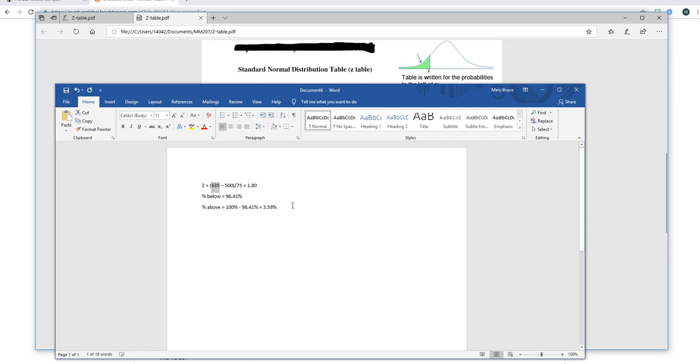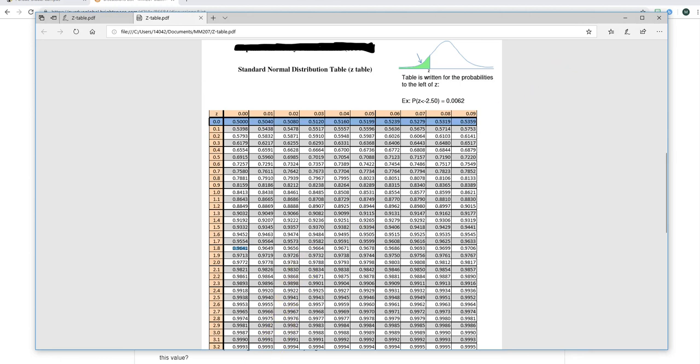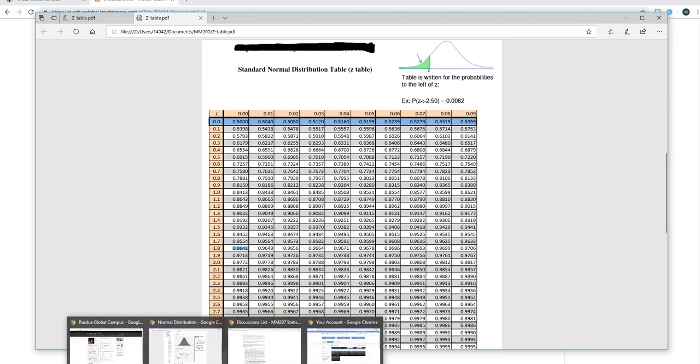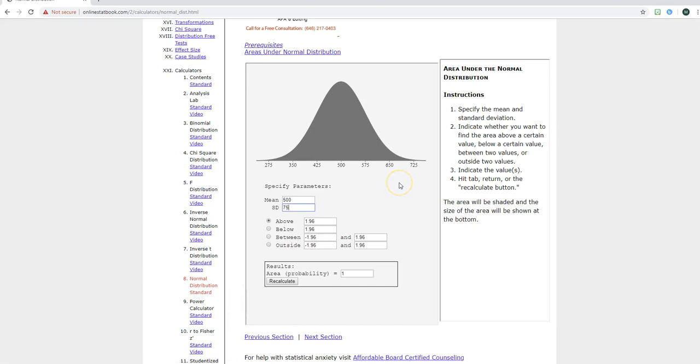All right, so now I want to show you how the website would do that. If you prefer to use the website to do your calculations, you would still have to do this z-score calculation to answer the question that said how many standard deviation units away from the mean you are. You will need to do that because the website does not do the z-score conversion for you. But otherwise, we could get these same answers, the 96.41% and the 3.59%, if we wanted to just go ahead and use the website, which remember was right here.